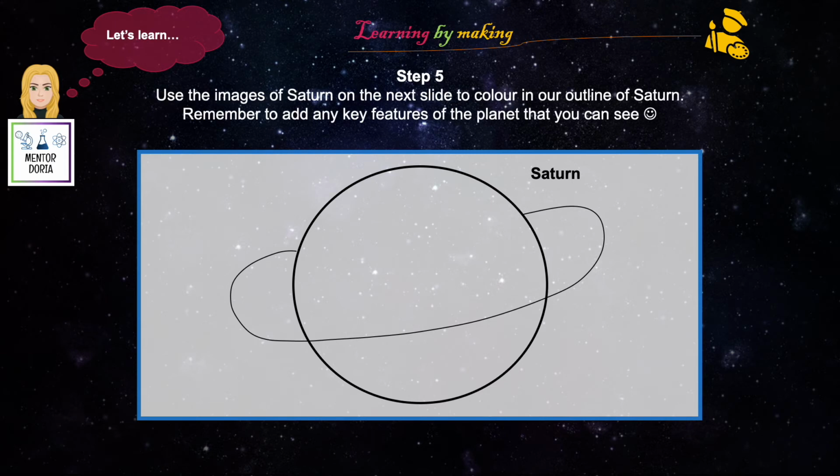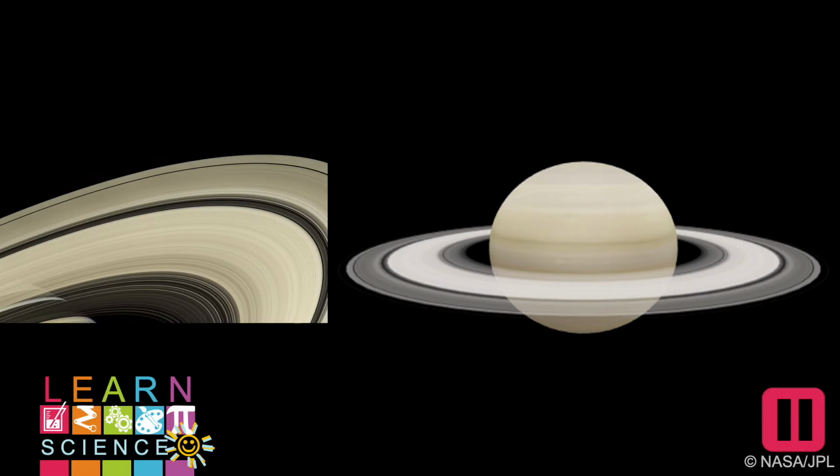Just like before, we are going to be using the images on the next slide to colour in and draw in details onto our outline of Saturn. Here we have 2 images of the planet Saturn. Use these to colour in and add key details to your outline of Saturn.